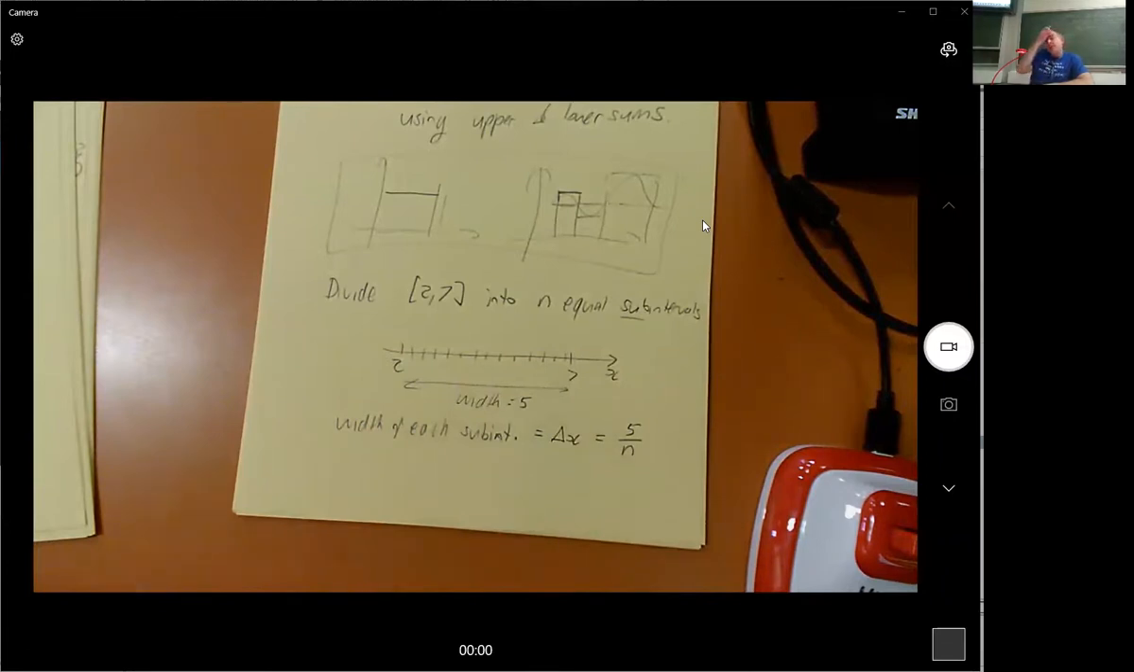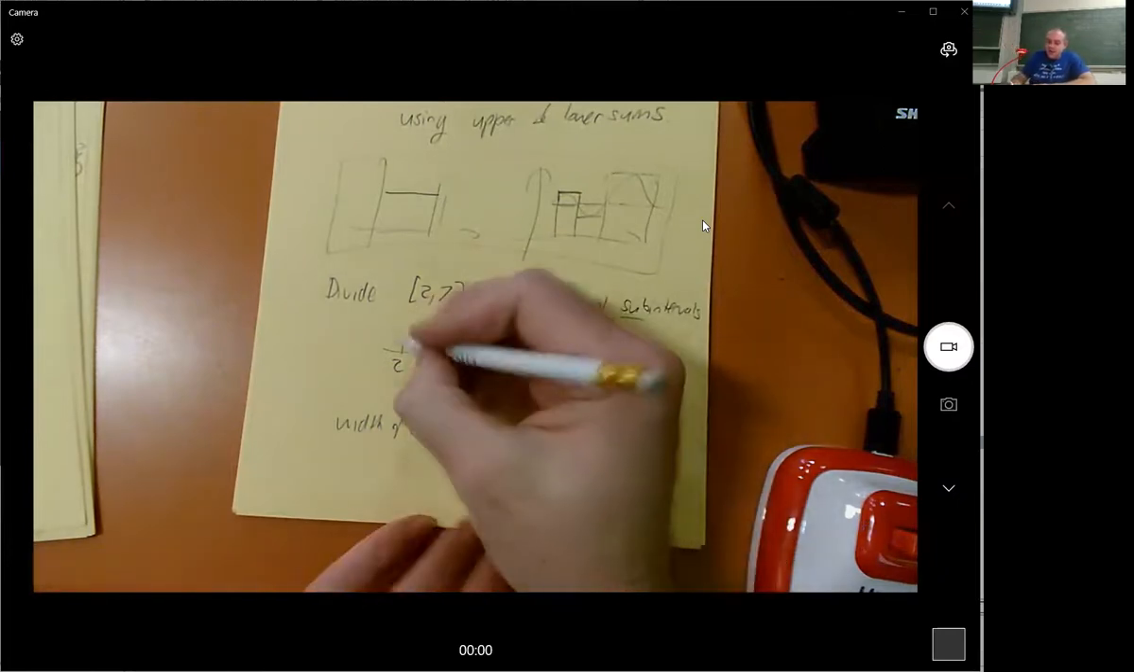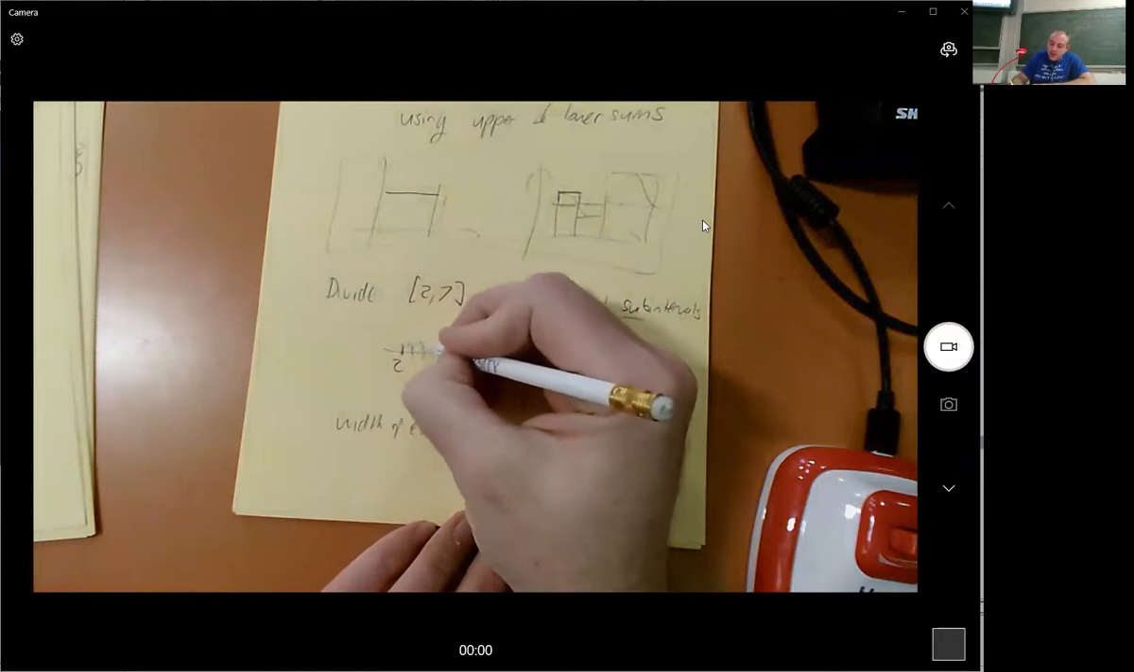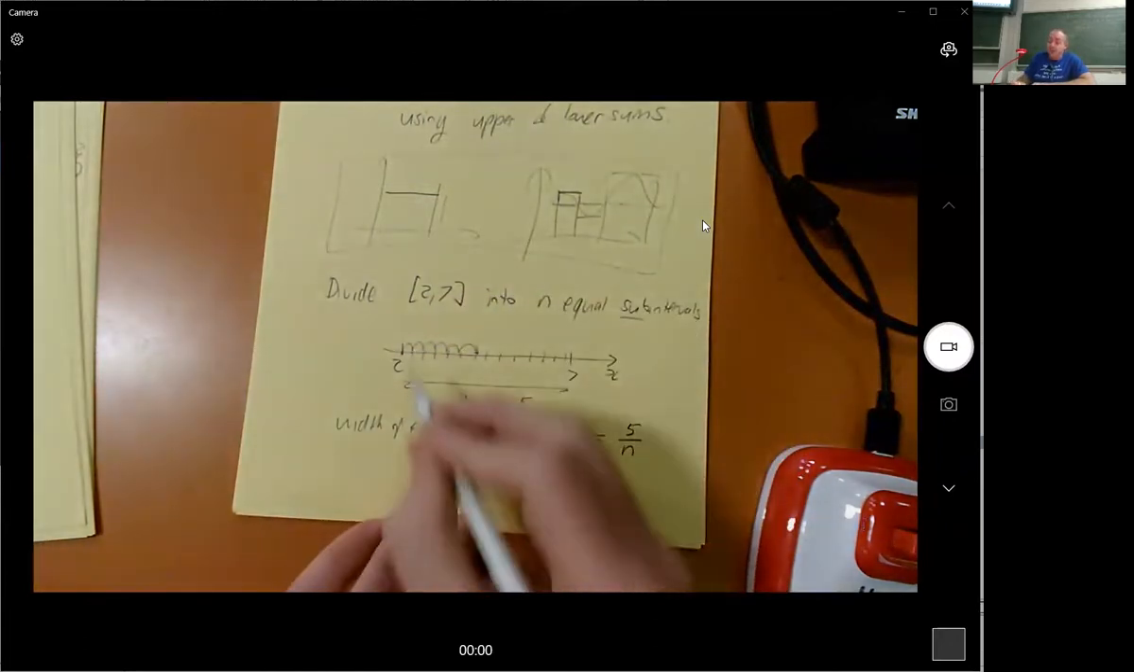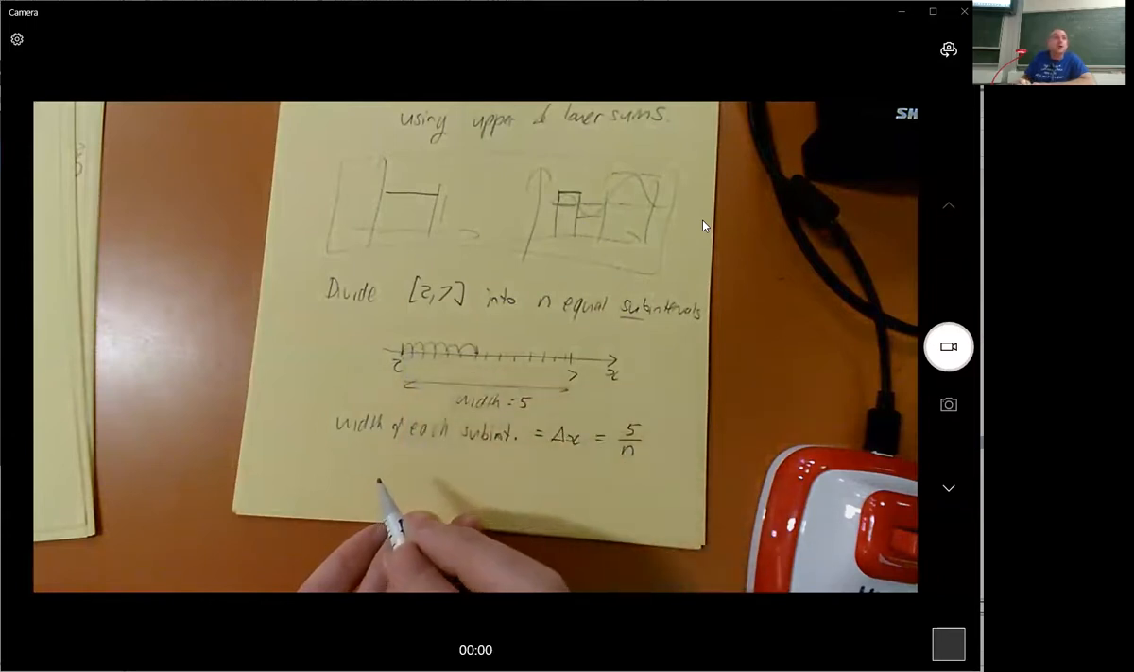So if I want to get to the end of interval number i, if I'm counting which interval I'm up to, interval 1, interval 2, interval 3, interval 4, interval 5, I'm going to have to start at 2 and add on i lots of this width, and then that will get me to the end of interval number i. Because the end of interval number 1 is 1 interval away, the end of interval number 2 is 2 intervals away.